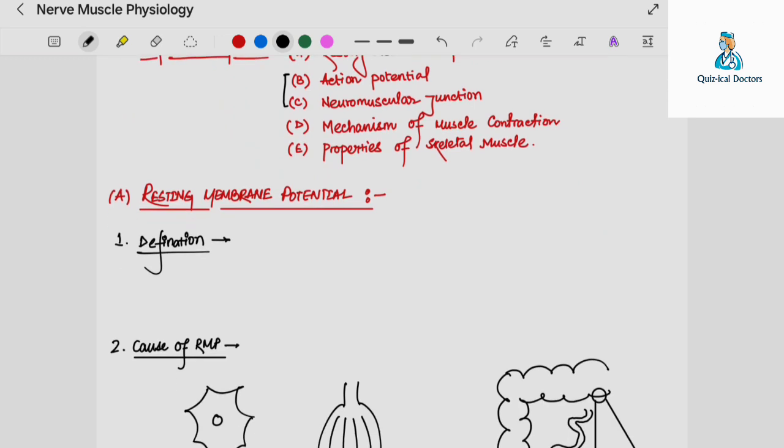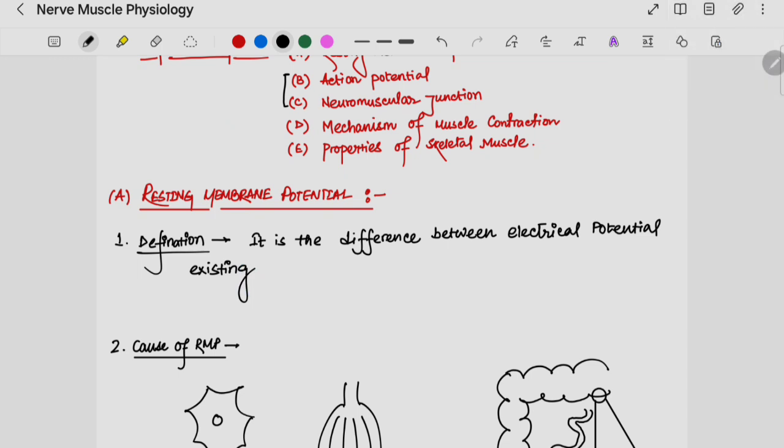So what is resting membrane potential? It is the difference between electrical potential existing on the outside and inside of a cell.